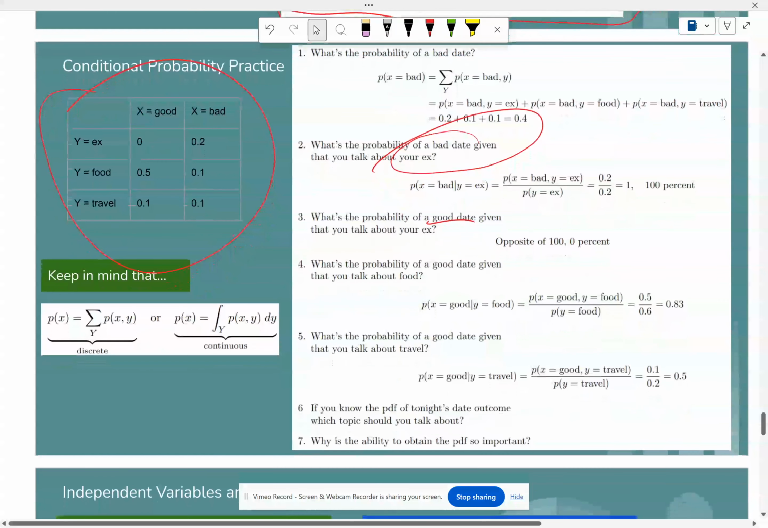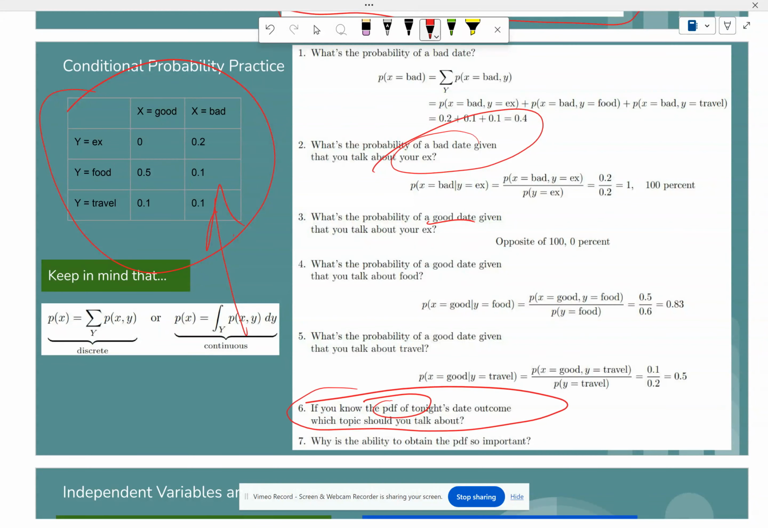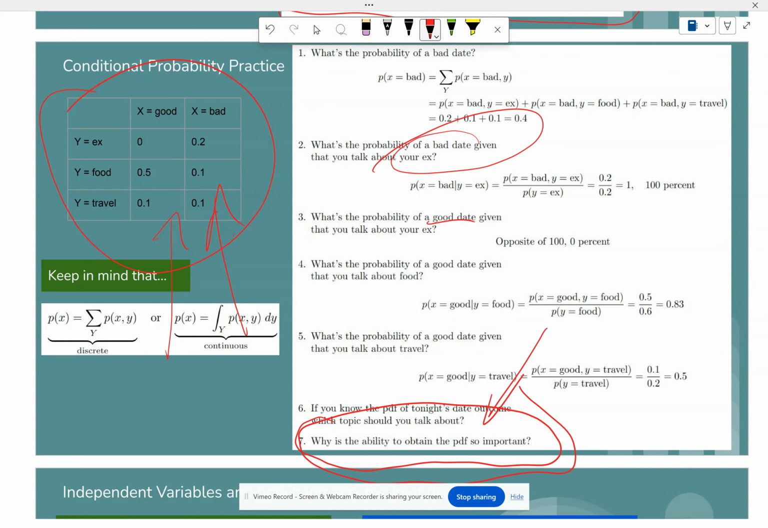But if you know all these probabilities, notice how it allows you to make intelligent choices of what to talk about, right? And from this, you can imagine when you're making business decisions, when you're making life decisions, if you have this table, you can make very, very logical choices. And this is why obtaining the PDF or probability mass function is so helpful.